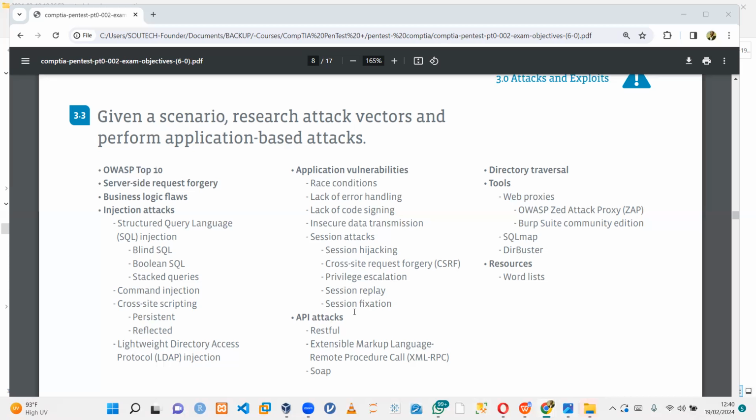So some of the tools that we can be using to do this are DirBuster. This can help us do directory traversal. This can help us to look at the different directories, maybe hidden or open, in the application. SQLmap for testing applications that are database driven. Burp Suite for doing vulnerability assessment and penetration testing for web applications. OWASP ZAP for also doing vulnerability assessment and penetration testing for web applications. Okay.